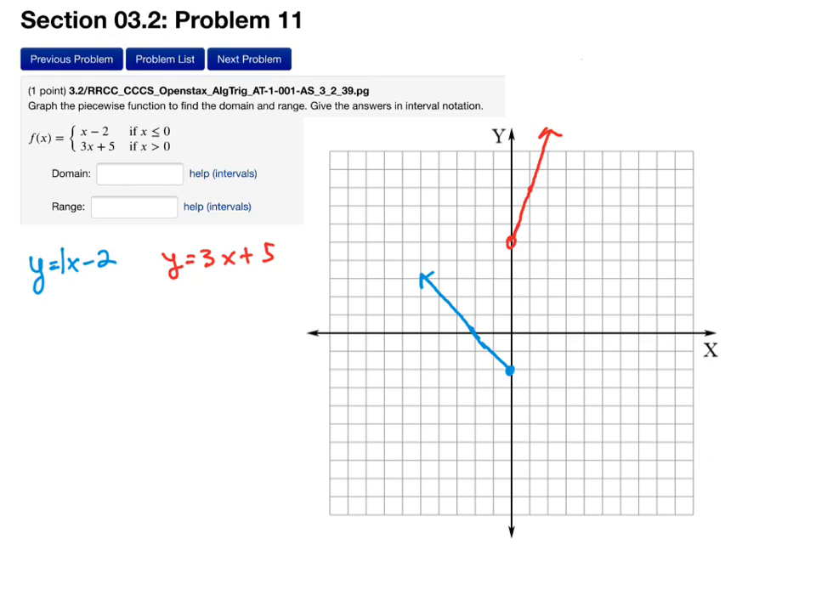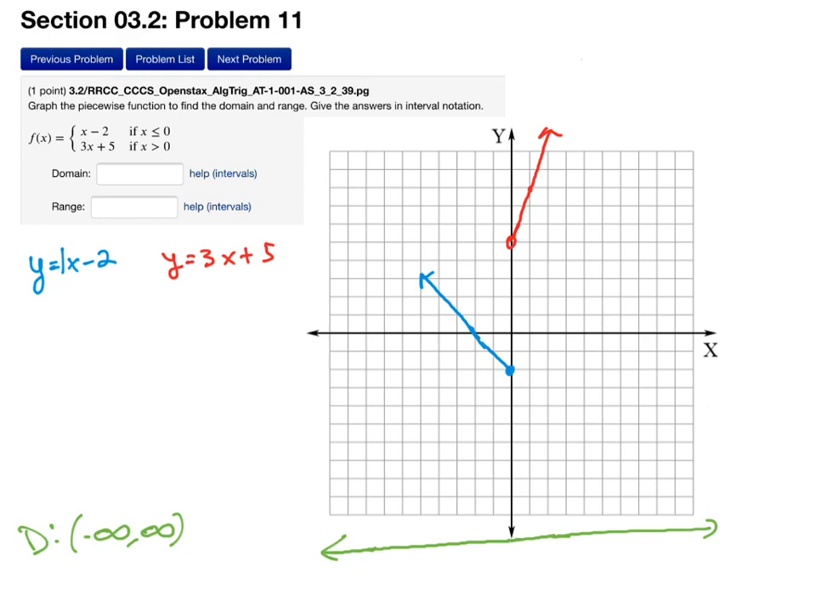Okay. Now let's figure out what the domain and the range are. The domain, remember, is all the input values for the function. When we're looking at a graph, we can consider all the x values. When we go to the left, the blue line goes to negative infinity along the x-axis. When I get to 0, we're still on the blue line, and then as I go further to the right, the red line picks up and continues going to the right. So for the domain, we would say all real numbers.